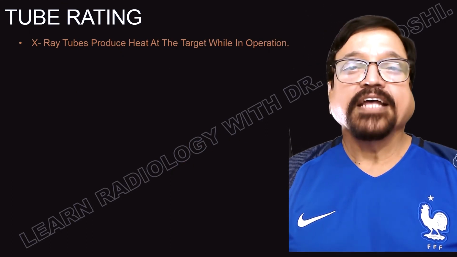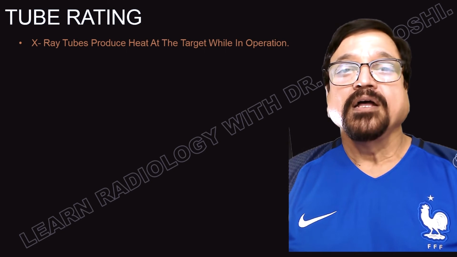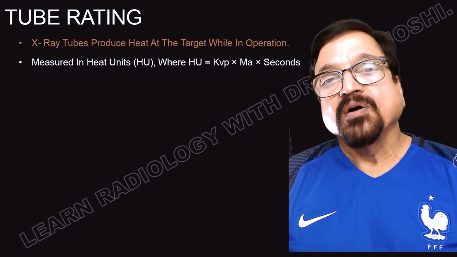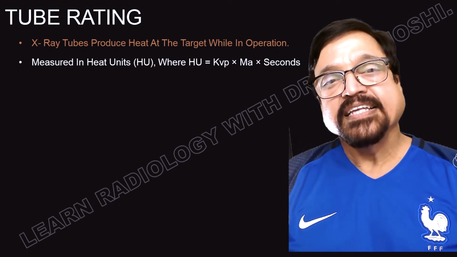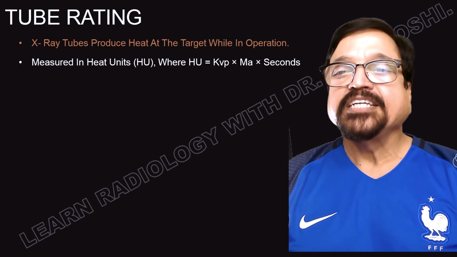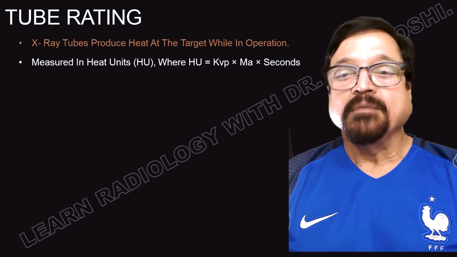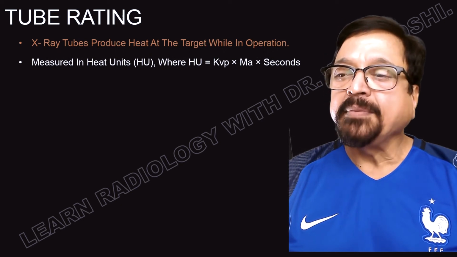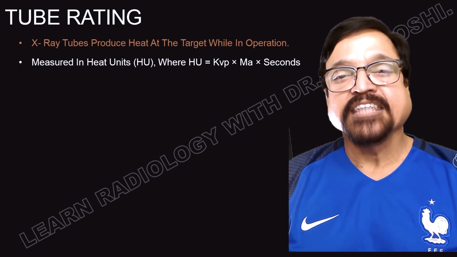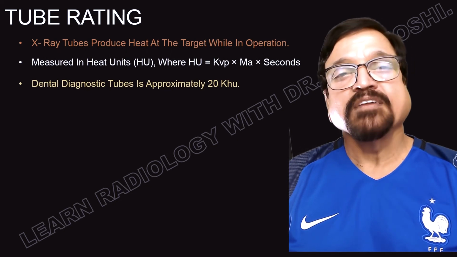Now tube rating, one has to understand. Tube rating is what the maximum exposure you can achieve from the tube is, or whether the tube can be used successively for multiple exposures. Now this will depend on multiple factors. The X-ray tube produces heat at the target while operating. This heat needs to be dissipated. Heat is measured in heat units, where kVp, mA and seconds matter. So the more the kVp, the more the heating; the more the mA, and the more the seconds, the more the heat production will be. Now a dental diagnostic tube is approximately 20 kVA.